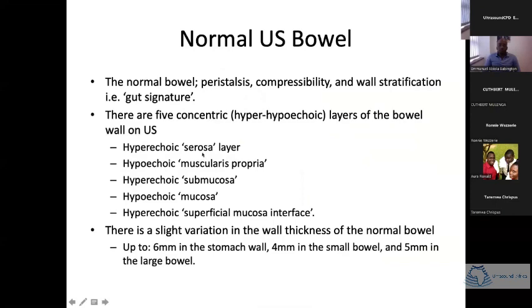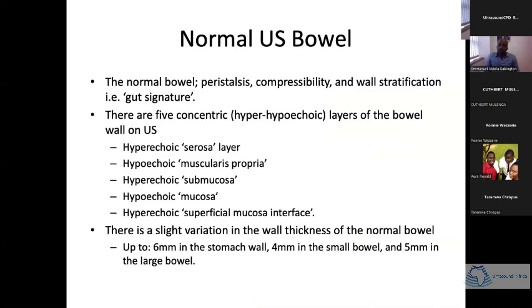The normal bowel would normally peristalse. Remember, ultrasound gives us a real-time view of the bowel, so normal bowel tends to show peristalsis. It tends to be compressible, and you have the normal gut signature, which is also called the wall stratification or the wall layering. Now, what is the normal wall stratification of the bowel on ultrasound?